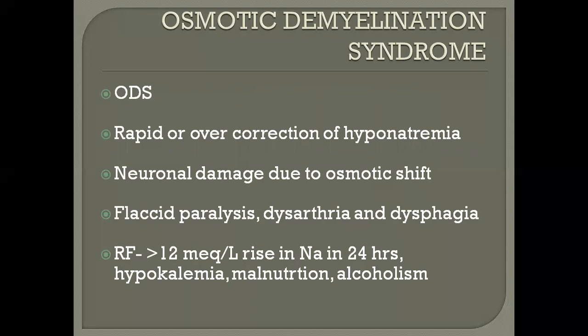So ODS occurs because of rapid or overcorrection of hyponatremia. The cause is osmotic shift leading to edema and neuronal damage. Then flaccid paralysis, dysarthria, and dysphagia are the manifestations of ODS. And the risk factors include more than 12 milliequivalent rise in the serum sodium in 24 hours, as we discussed, hypokalemia, malnutrition, and alcoholism. So if the patient has any of these factors, then you should be doubly cautious.